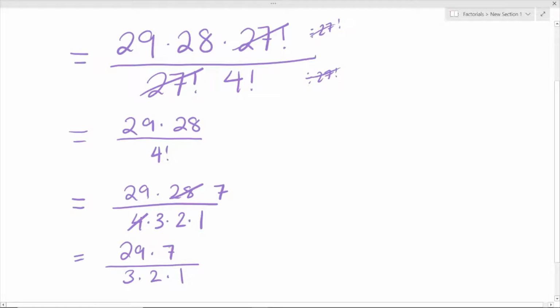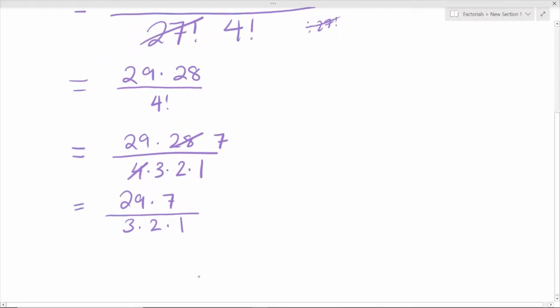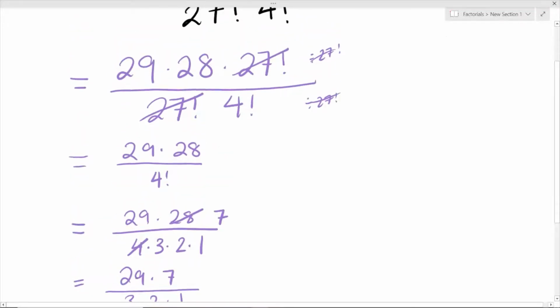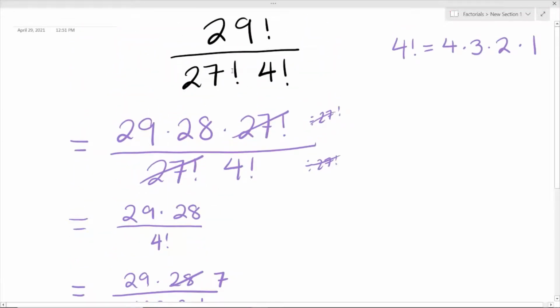And we can see here, this is factored out, this is factored out, and we can't cancel anything. We can't really divide anything from the top and bottom to simplify it further. So let's just multiply them together. So 29 times 7 is going to give us 203. 3 times 2 times 1 is going to give us 6. And there we have it. We have simplified this expression right here.